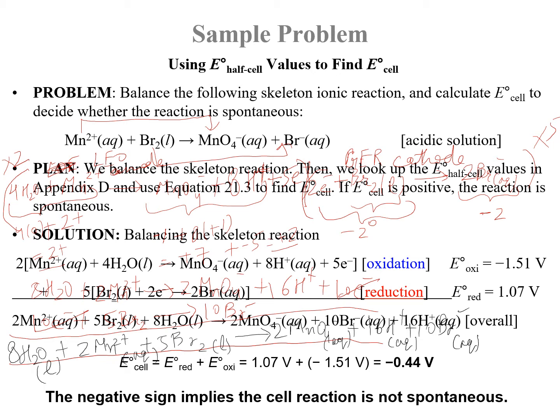Now the question was asking, is this reaction spontaneous or not? So if this is the reaction that is happening, it is telling me this is happening at the anode, this is happening at the cathode. So what do we do? We go back to our chart and we look for the values of our two reactions that are happening.